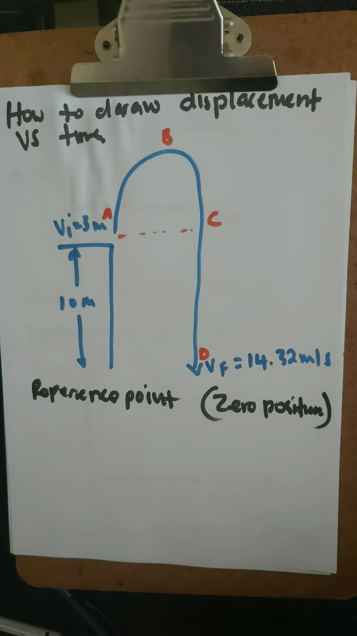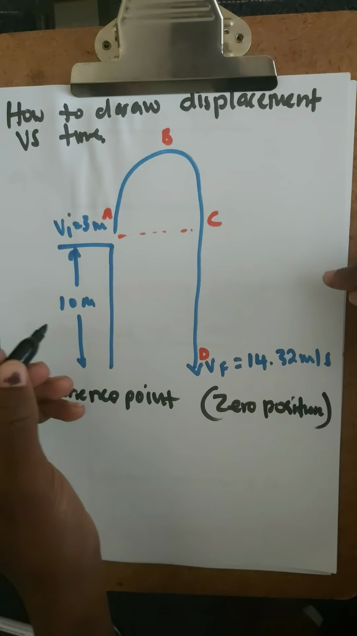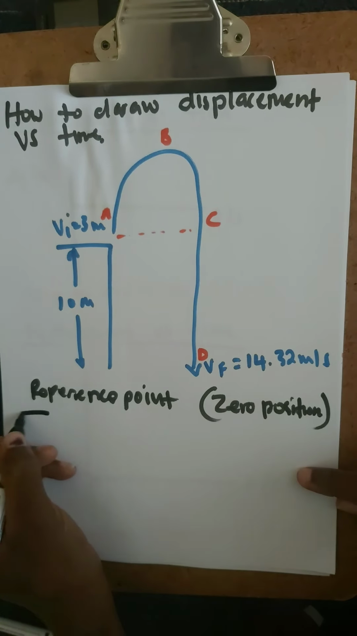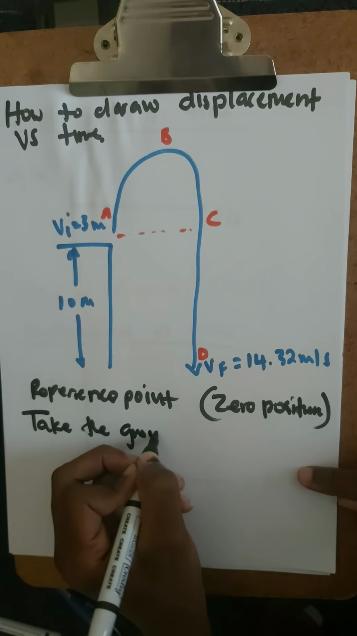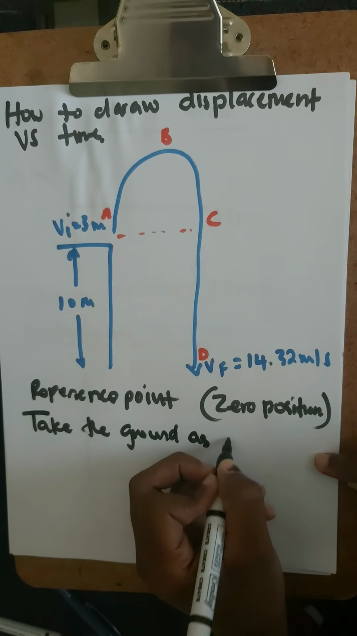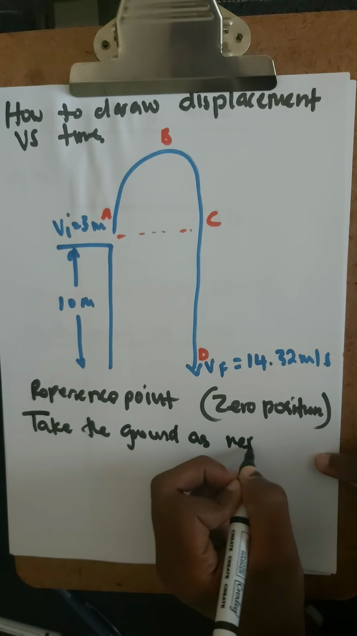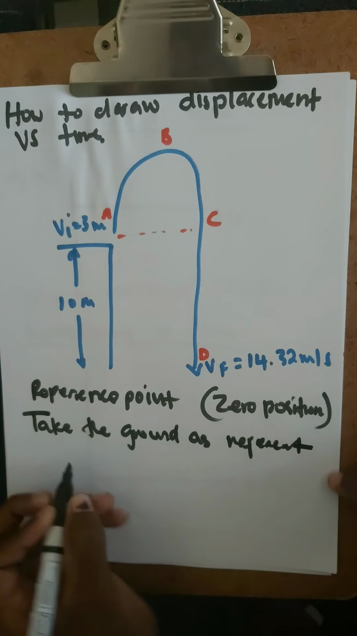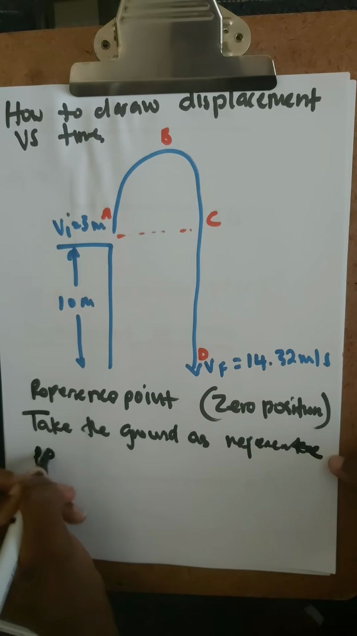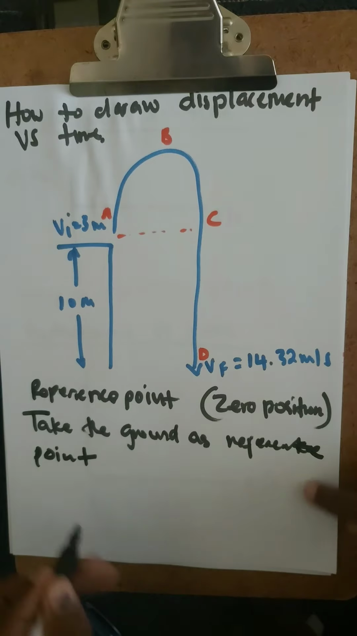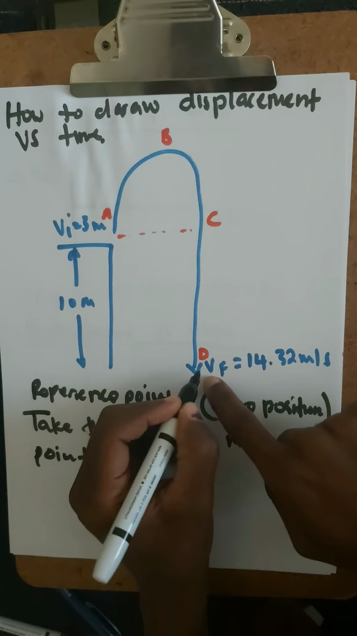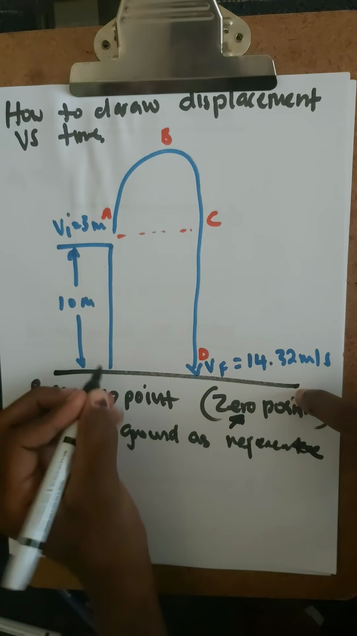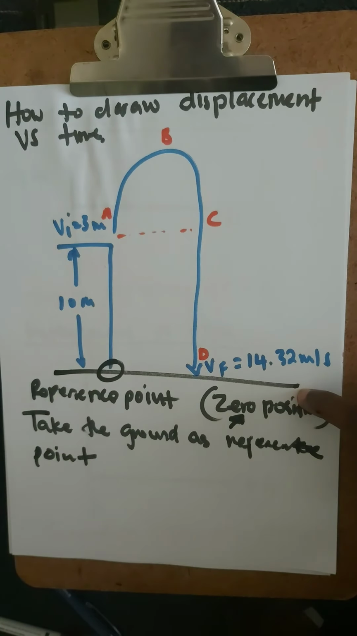Once we talk about the zero position, it means the reference point. If they say take the ground as reference, it means take the ground as the zero position. It means you observe your motion only from the ground. So this is your zero position.